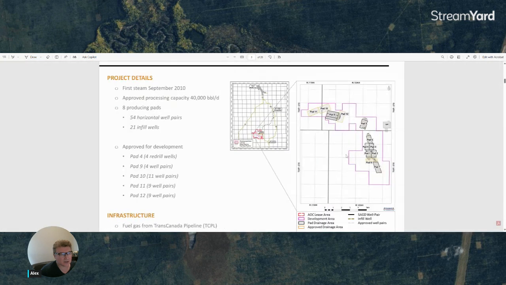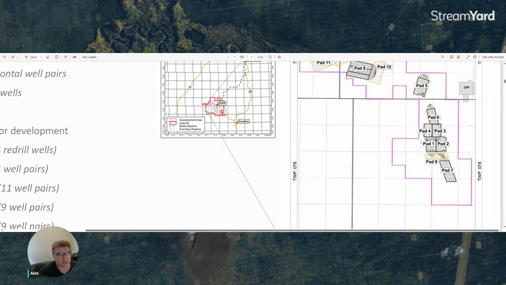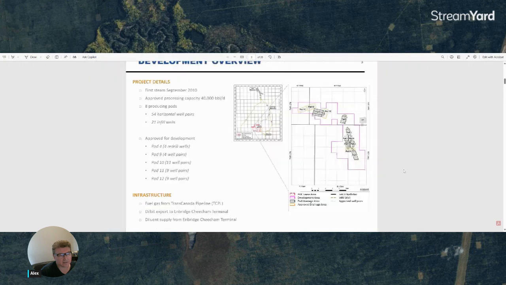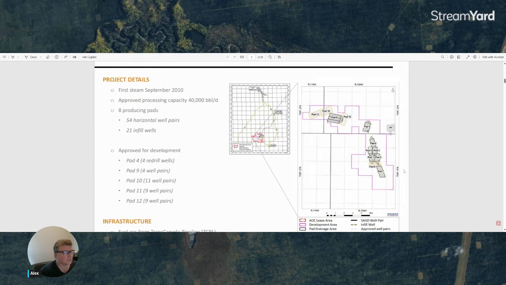And so like we talked in the past, each one of those pads will have well pairs, so injectors and producers. And it kind of varies from pad to pad how many. So for example, pad 6, at least on this, I can count 1, 2, 3, 4, 5 well pairs. So this will mean it will have like 5 injectors, 5 producers.